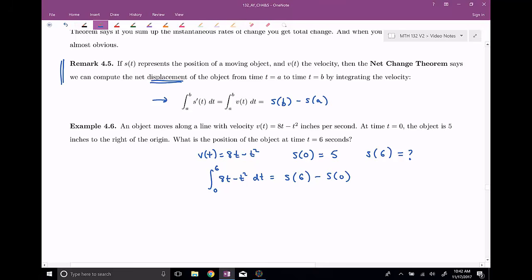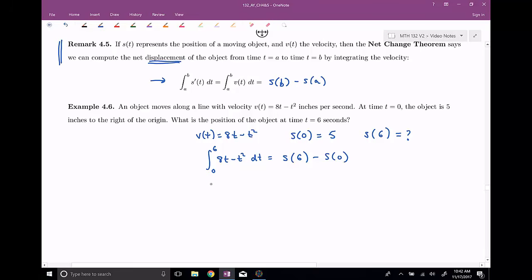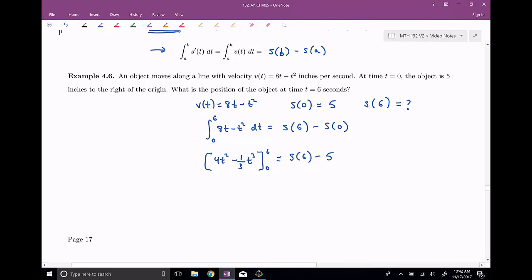All right, so calculating out this definite integral here, the antiderivative of 8t is going to be something like 4t squared. We can check, take the derivative. Do you get back where you started? Yeah. Minus 1/3 t cubed. And again, we evaluate from 0 to 6. On the right-hand side, S of 6, that's the thing that I'm trying to solve for. That's what I'm hoping to find. S of 0, that's 5, according to the statement up here.